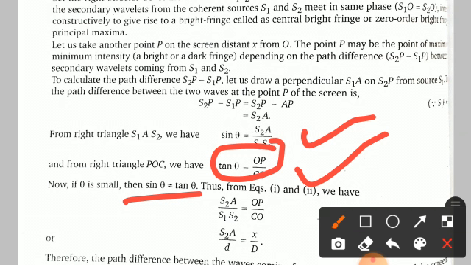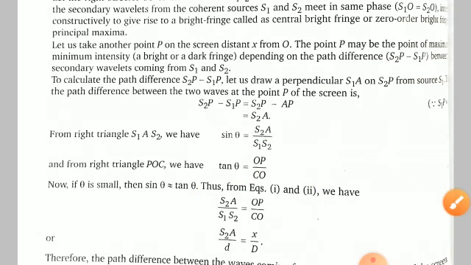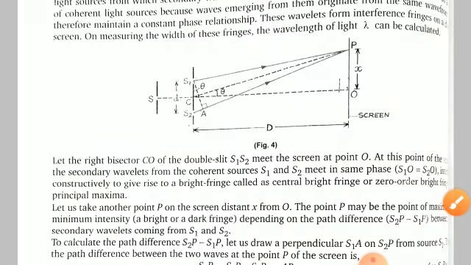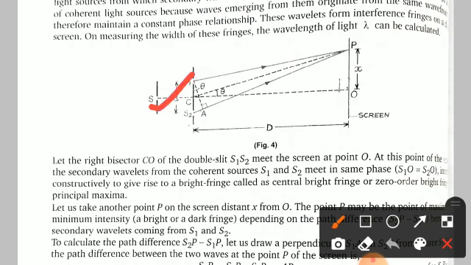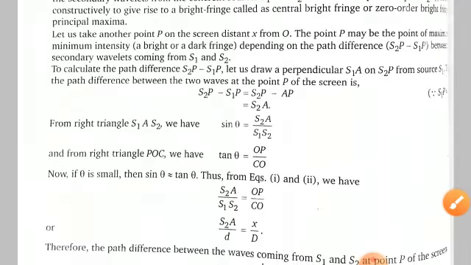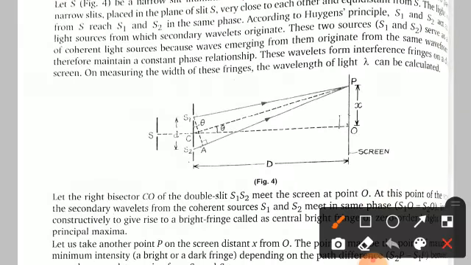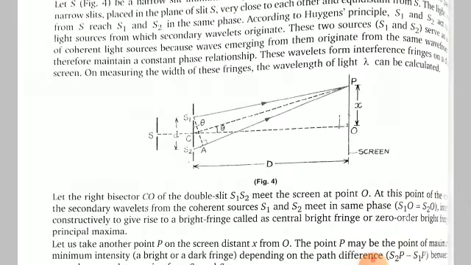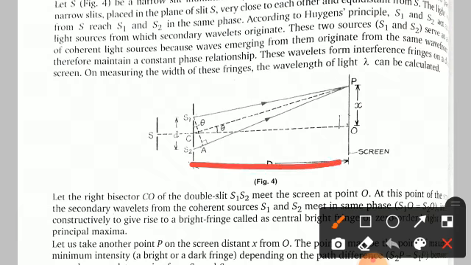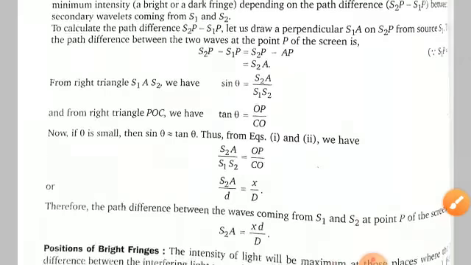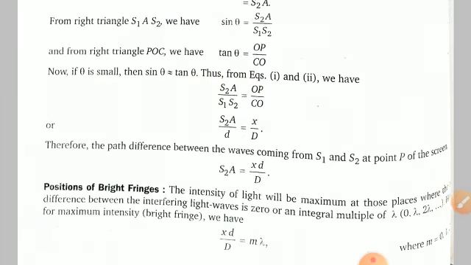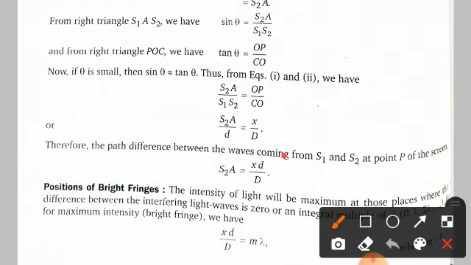Now, we have to find out S2A. S1S2 is the distance between the two slits, small d, so in place of S1S2 we put small d. OP is x, as you can see from the figure, and CO is equal to capital D. We put all these values and finally we get the path difference between the waves coming from S1 and S2 at P of the screen: S2A is equal to xd by capital D.